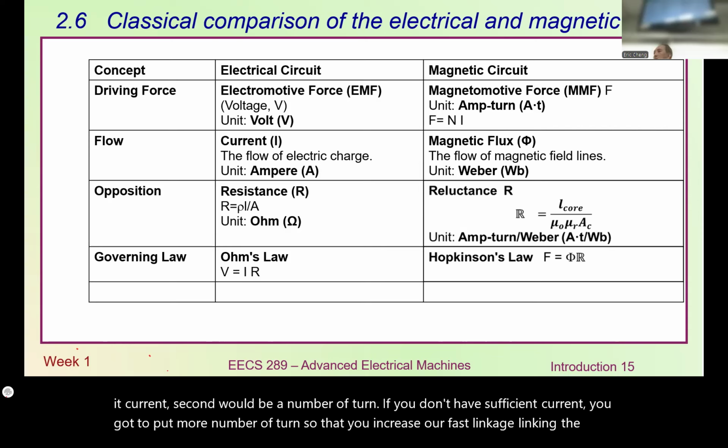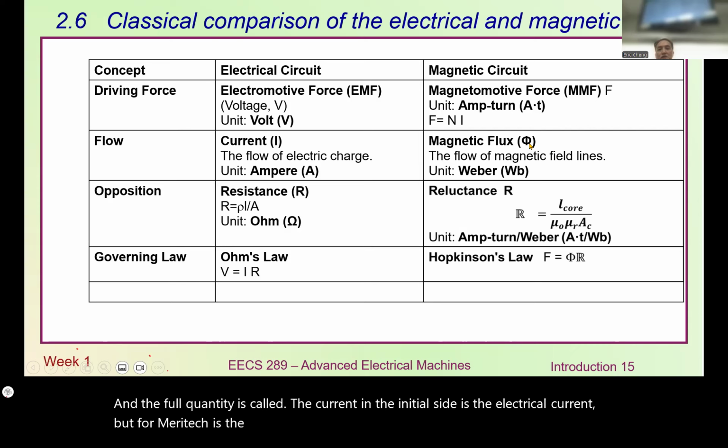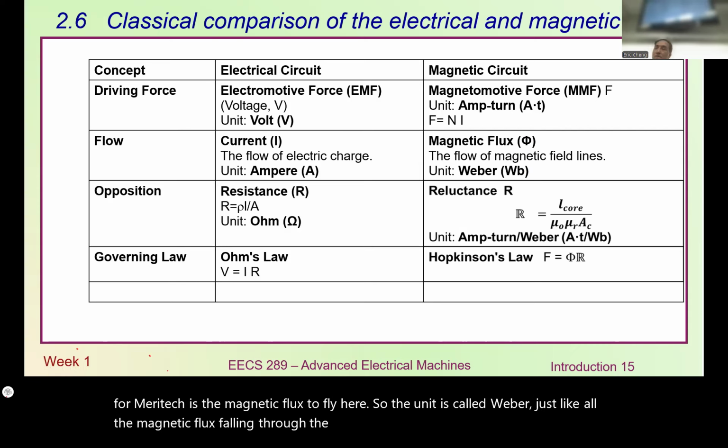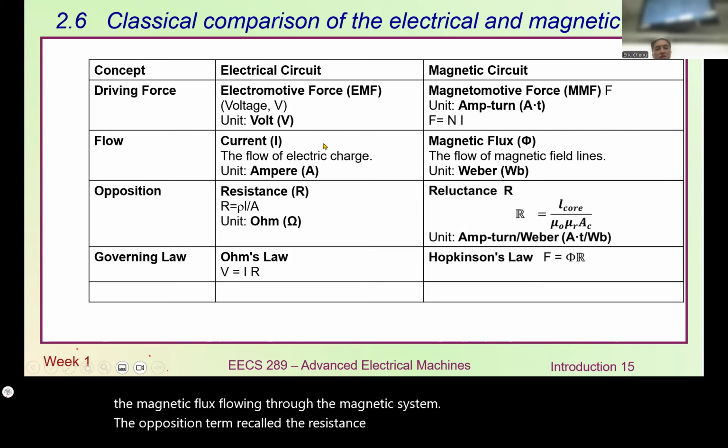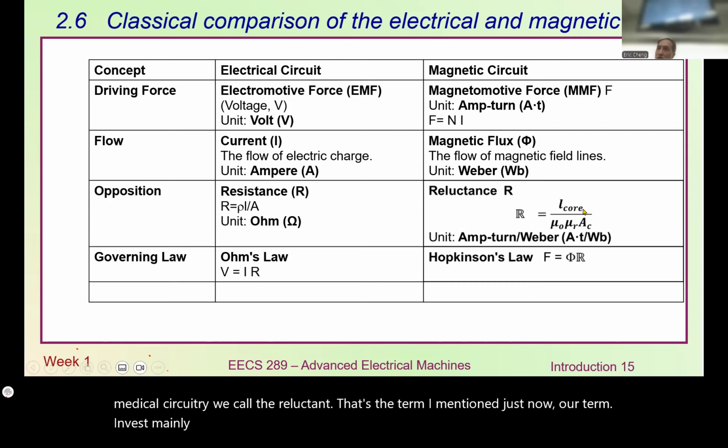And the flow quantity is called the current in the electrical side, but for magnetic it is the magnetic flux, the phi here. The unit is called Weber, like all the magnetic flux flowing through the magnetic system. The opposition term we call resistance in the electronic circuitry, but in the magnetic circuitry we call it reluctance, the R term I mentioned just now. The reluctance is highly related to the dimensions here, L and A, and also the mu.